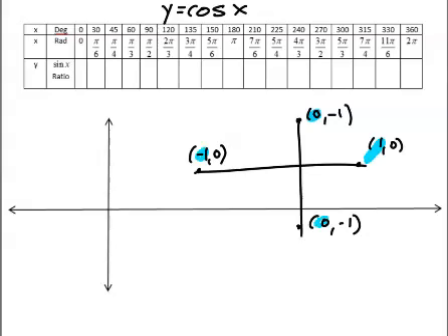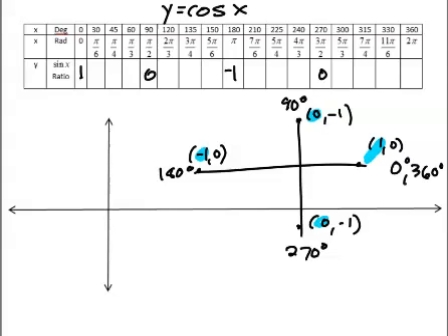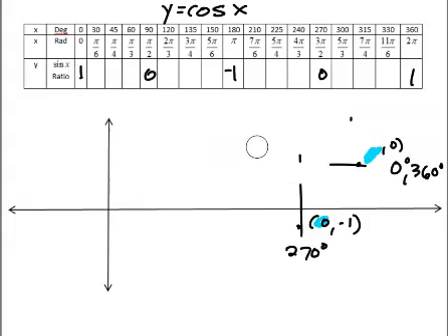So at 0 degrees, the cosine is 1. At 90 degrees, the cosine is 0. At 180 or pi, it's negative 1. At 270 or 3 pi over 2, it is 0. And if we go back to 360, we're back to 1 again. So again, just kind of some of those values.